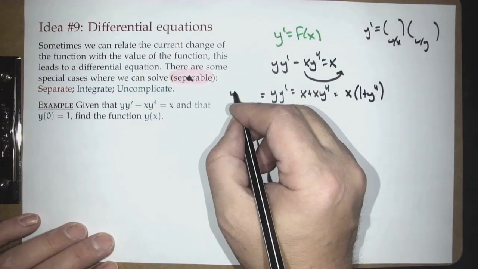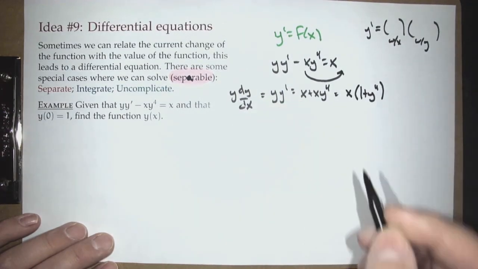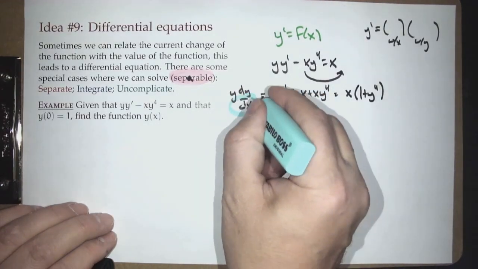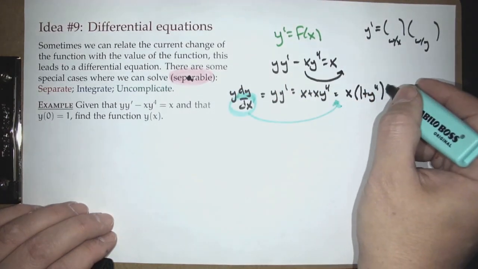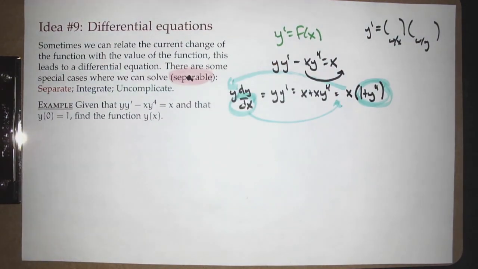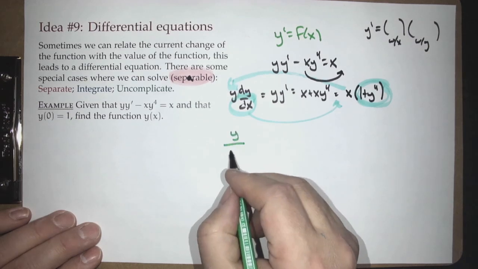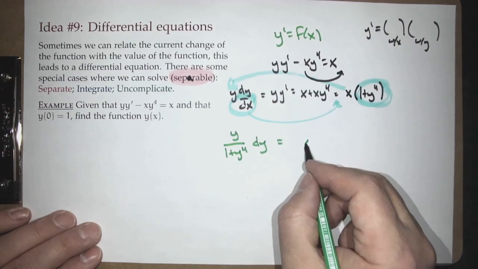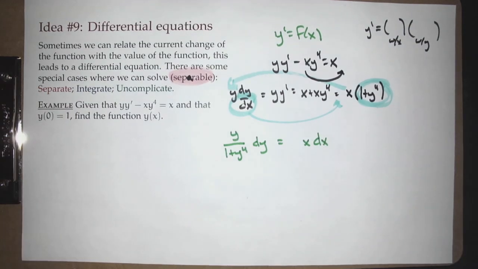Okay. So, we're almost there. Now we go into our separate phase. So we see this dx. We're going to move that across. We see this 1 plus y to the fourth. We're going to move that across. And when we do that, we get y over 1 plus y to the fourth dy is x dx. Okay, great. Now what?